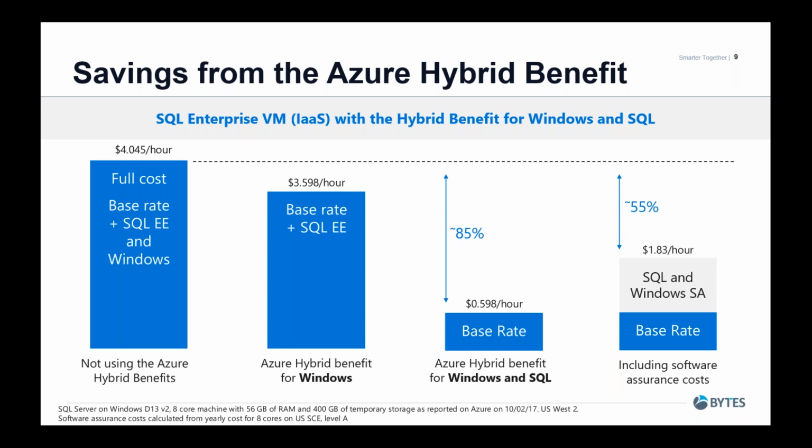Then, as we move across, we can see that by using the Azure Hybrid benefit for Windows Server only, it does reduce the cost by a small amount. But then when utilising Azure Hybrid benefit for SQL Server Enterprise and Windows Server, you're only paying for the compute cost. And in that context, you could save up to 85% if you use the Azure Hybrid benefit for both Windows Server and SQL Server.